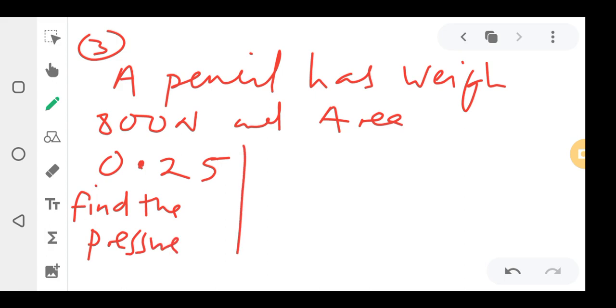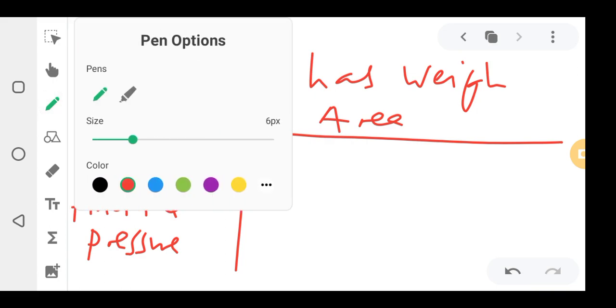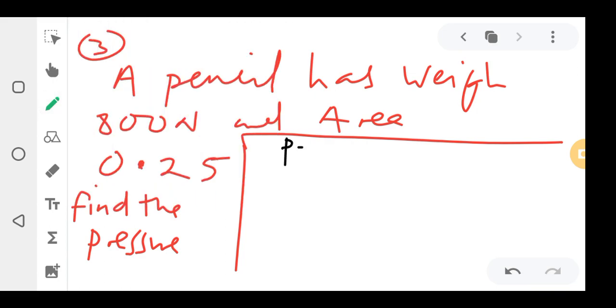So I leave the calculation here, then I can solve the calculation here. Okay, so let's see if the calculation can fit in there. Okay, so we'll start. Pressure is equal to force over area. So the force is 800 newtons. Oh, this is the 0.25 cubic meters, I mean meter squared. Okay, meter squared. So that is 800 divided by 0.25.